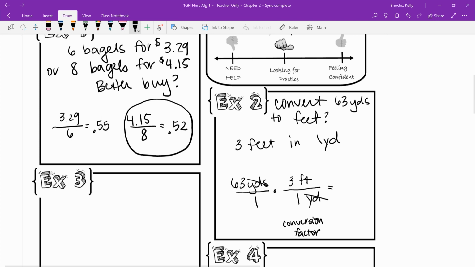Now, you probably figured that out in your head already, and that's okay. But when we get to a longer conversion problem, like our next one, it will be very important to write out all of these steps and make sure that your units are in the proper place. That way you make sure that you're multiplying and dividing appropriately, especially when you're changing from multiple conversion factors. So 63 times 3 is 189 feet. And we're done with 1 conversion.